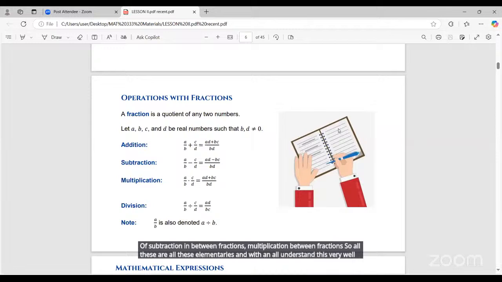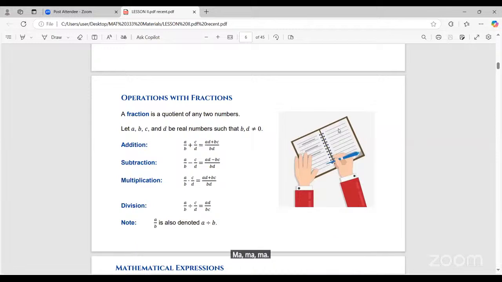I hope so. Sorry, ma'am, I have a question. In the multiplication, you said A over B times C over D, but you wrote AB plus C over BD. Is it meant to be that, or is it meant to be AC over BD? Yes, it's supposed to be AC over BD. That's a typo error, so you can always correct that. All right, thank you.